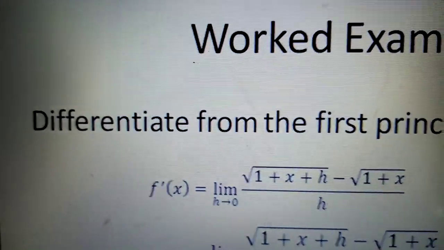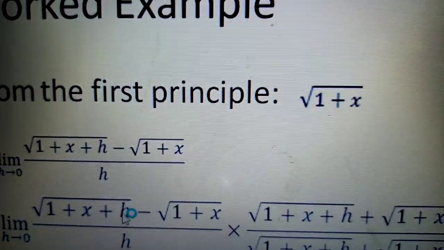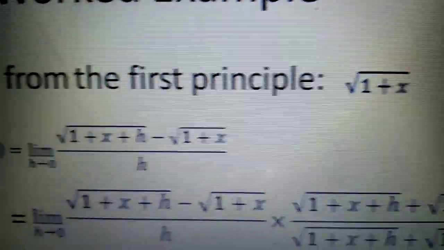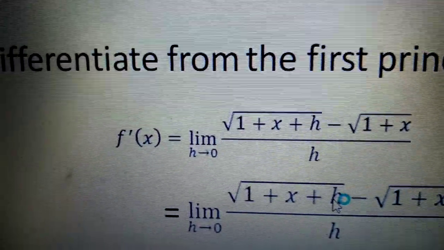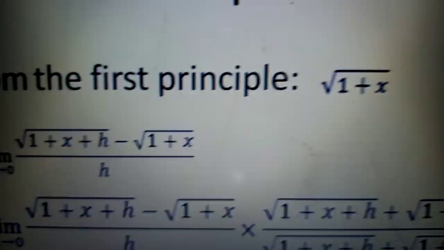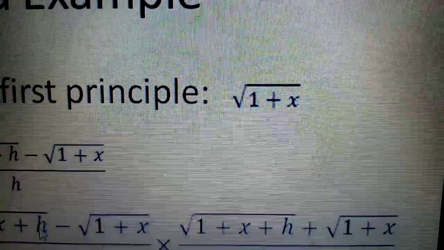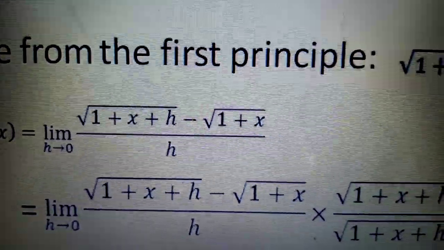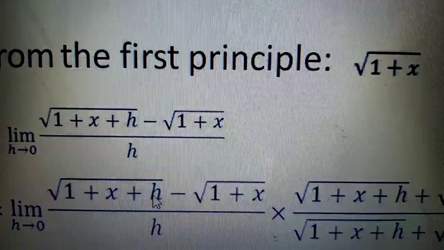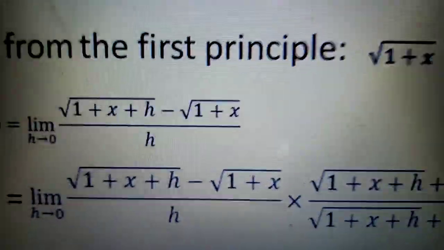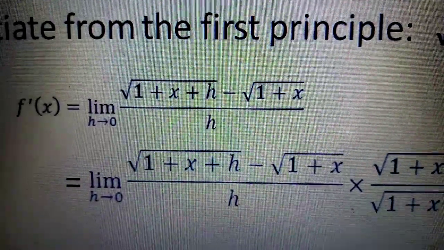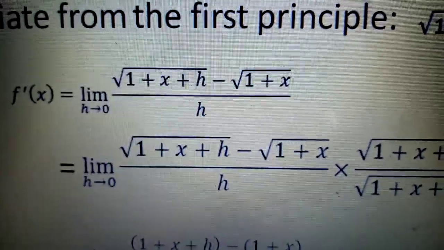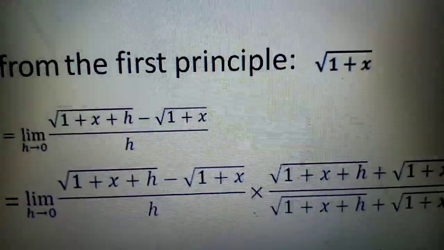This is a worked example where we differentiate from first principles the square root of 1 plus x. So f'(x), the differential of the function f(x) = square root of 1 plus x, is the limit as h tends to 0 of square root of 1 plus x plus h, minus f(x), which is square root of 1 plus x, all over h. So that's the differential. All we now do is simplify the function to evaluate the limit.